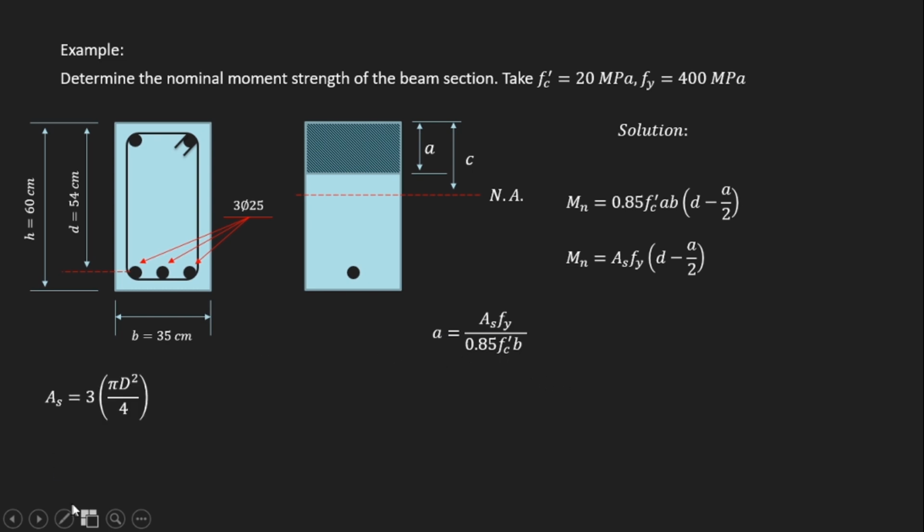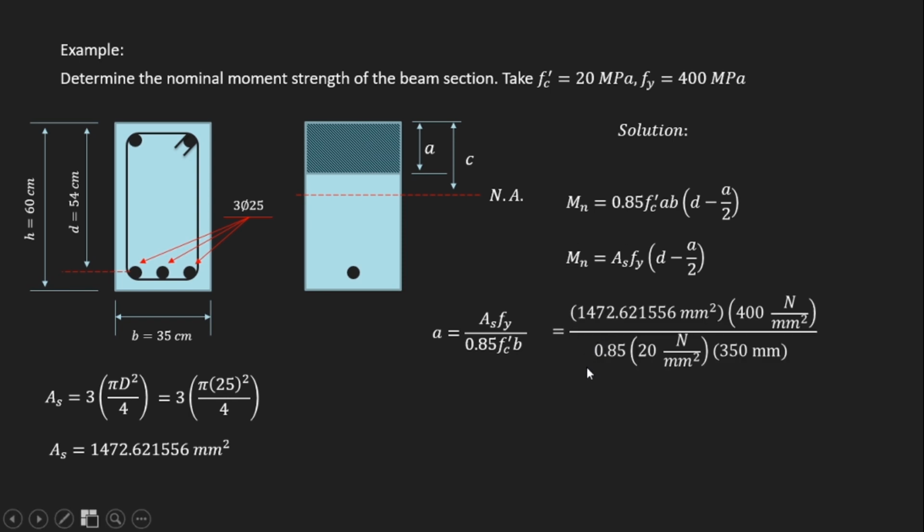So yung As natin, that is also equal to 3 times the area of the bars, which is pi d squared over 4. And yung diameter of the bar, that is 25 millimeters. So you can pause the video and calculate this value. And that is equal to 1,472.621556 square millimeters. So, hindi ako guys nag-round off para accurate tayo. So, pwede nyo guys i-pause yung video and i-check kung tama ba yung pagka-calculate ni Engineer Jack.